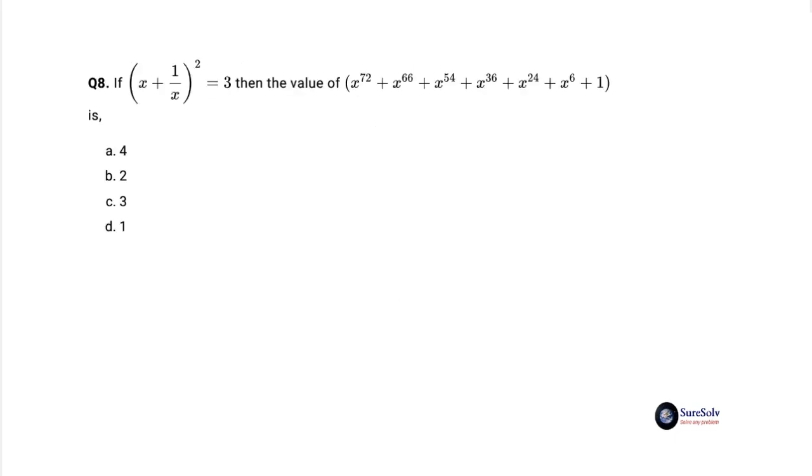Question 8 is, if x plus 1 by x whole square equal to 3, then the value of x to the power 72 plus x to the power 66 plus x to the power 54 plus x to the power 36 plus x to the power 24 plus x to the power 6 plus 1 is option A 4, option B 2, option C 3 and option D 1.